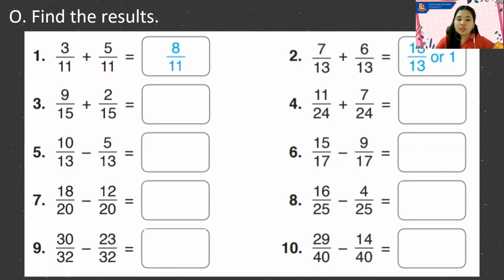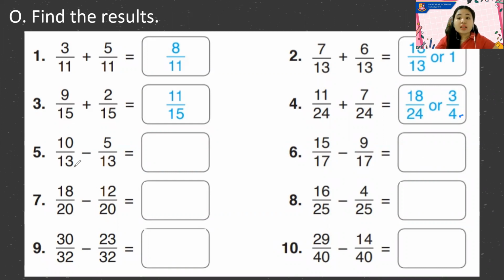Okay, number 3. 9/15 plus 2/15. So 9 plus 2, the answer is 11/15. Next, 11 plus 7. The answer is 18/24. But you can divide this by 6. So 18 divided by 6, the answer is 3. 24 divided by 6, the answer is 4. So you can answer 18/24 or 3/4.